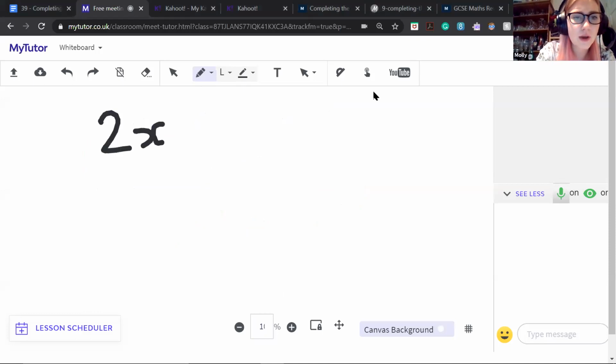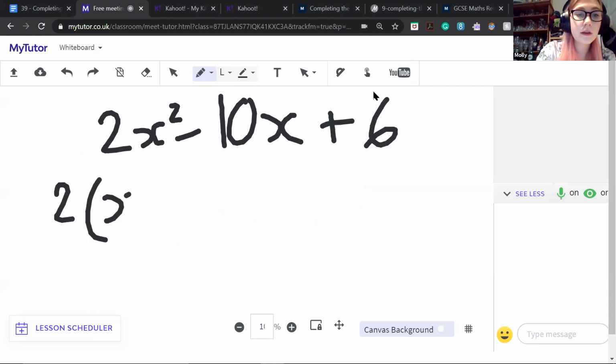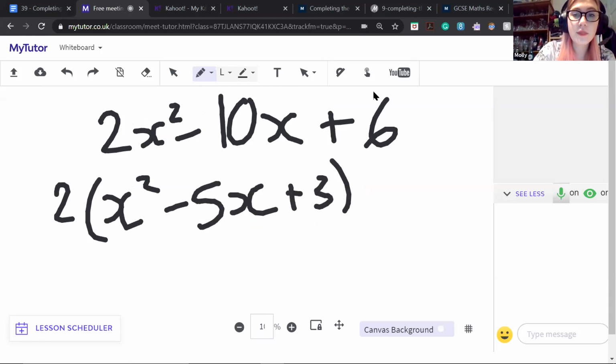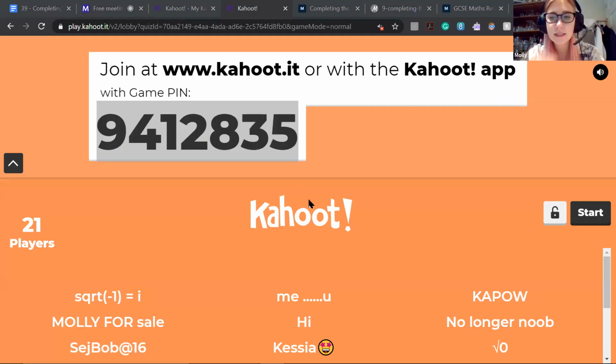But say you had 2x squared minus 4x. No, let's do minus 10x plus 6 or something. What you have to do is take out that power of 2. Complete the square on this bit, like we know how, and then multiply everything back by 2 again at the end. So feel free to give that one a go. Sorry, I didn't get a chance to get there today. I wanted to make sure that everyone had the basics.